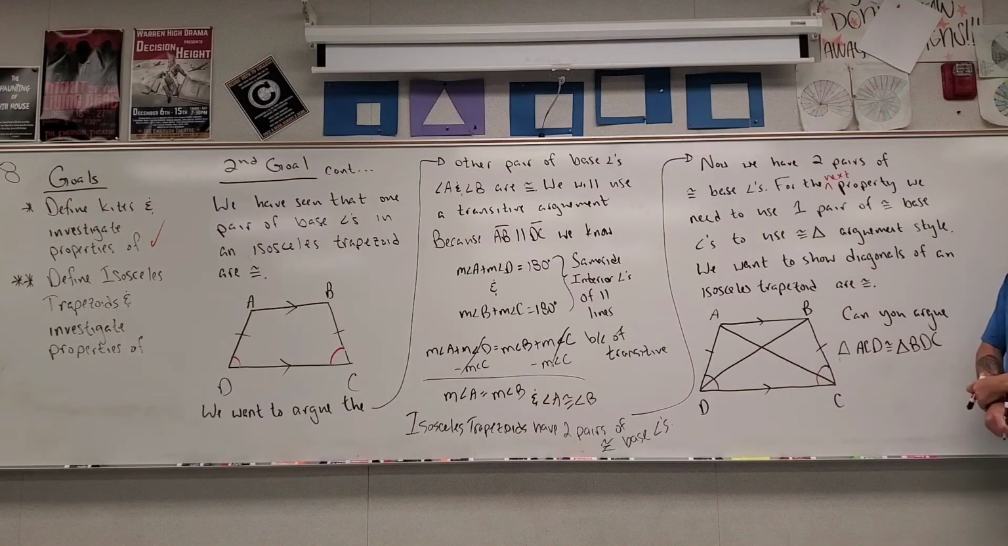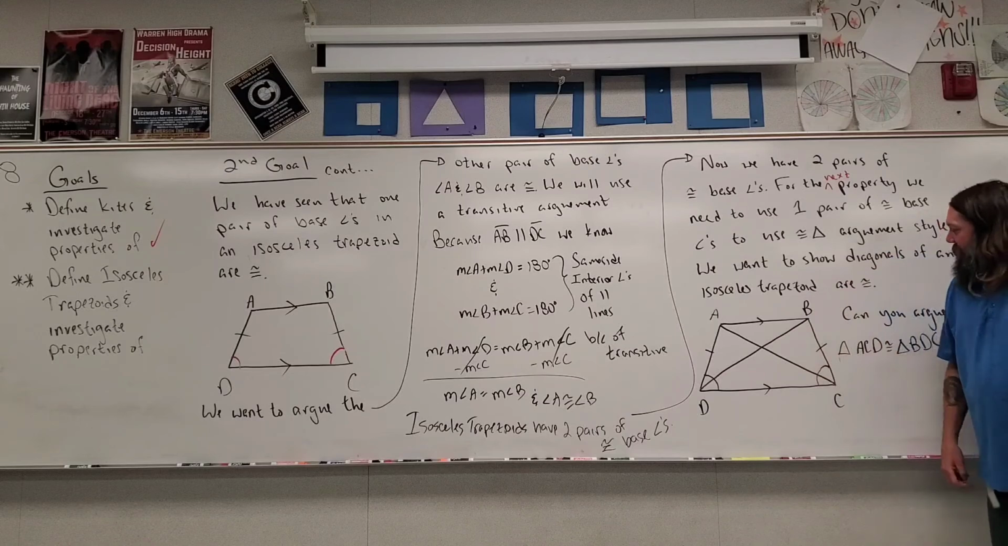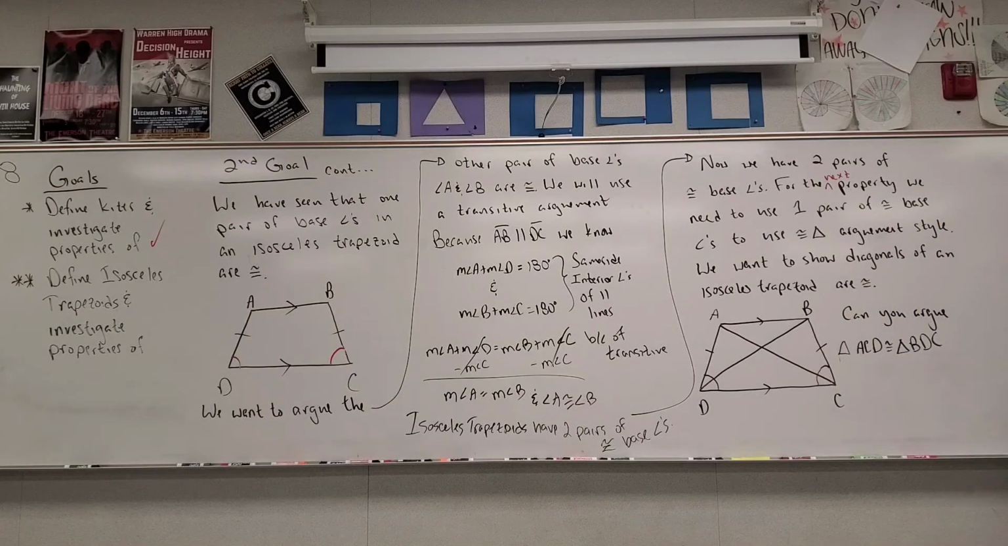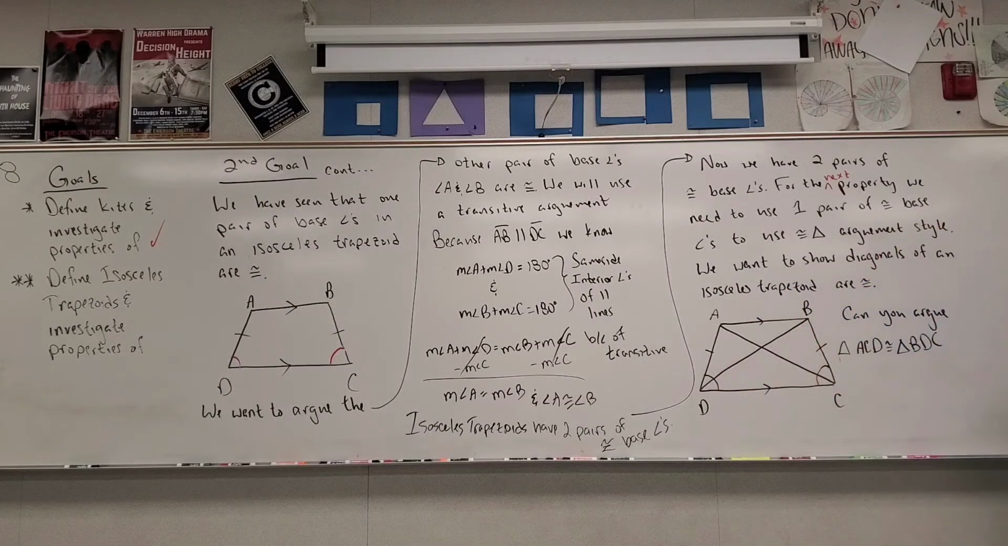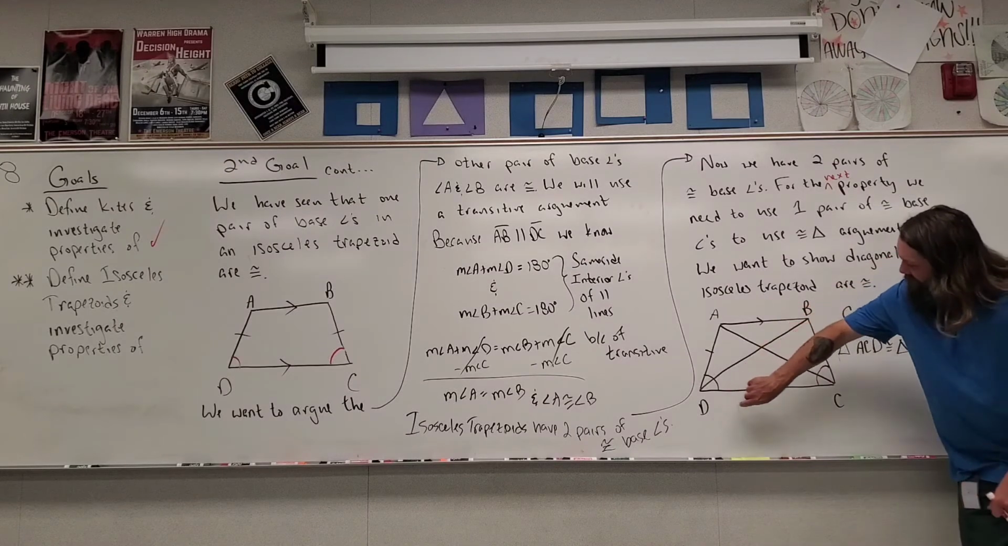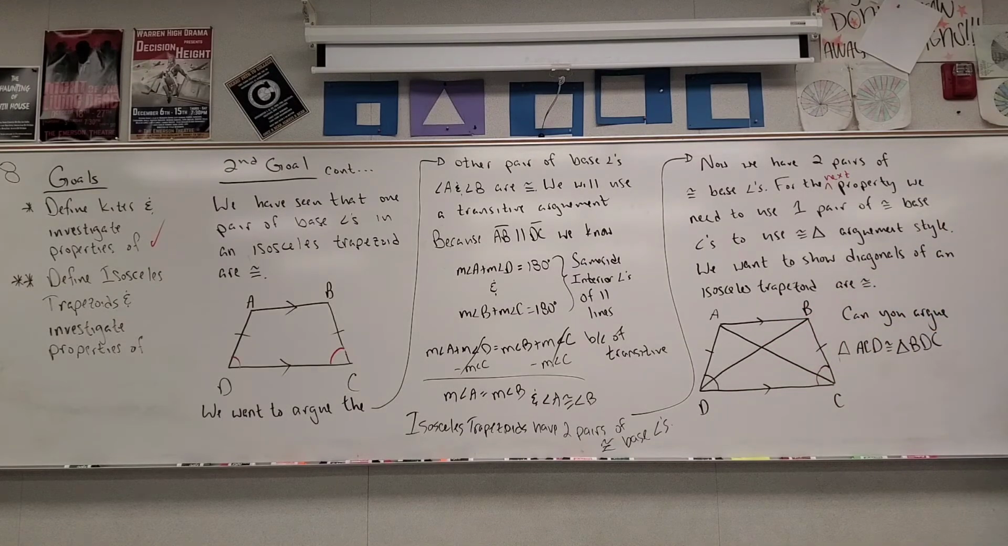we need to use one pair of congruent base angles to use the congruent triangle argument style. We want to show the diagonals of the isosceles trapezoid are congruent. So we want to argue that AC is congruent to BD, and I started the picture. But I'm going to end this section with the following question and see if you can argue that triangle ACD is congruent to triangle BDC. Can you argue that those are congruent? So why don't you give that a shot?